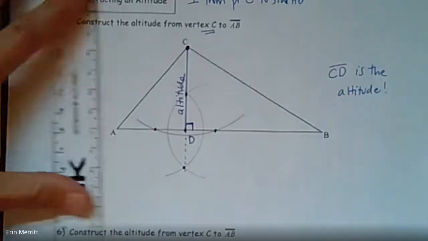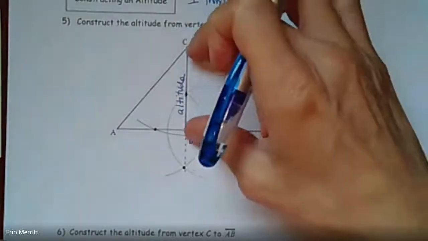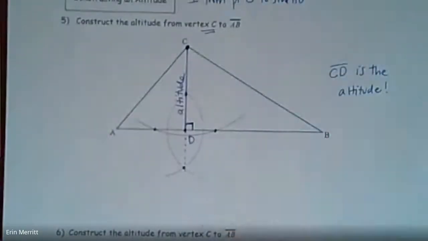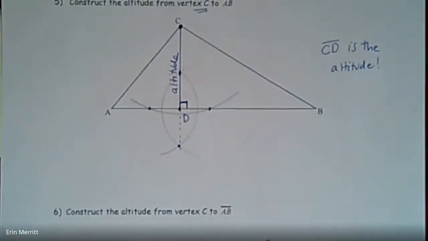Is it the end of the world if you extended it? No, it's just that the altitude should have an actual length, like you should be able to measure it. So it doesn't go on infinitely, all right? So you can do the same thing down at the bottom.